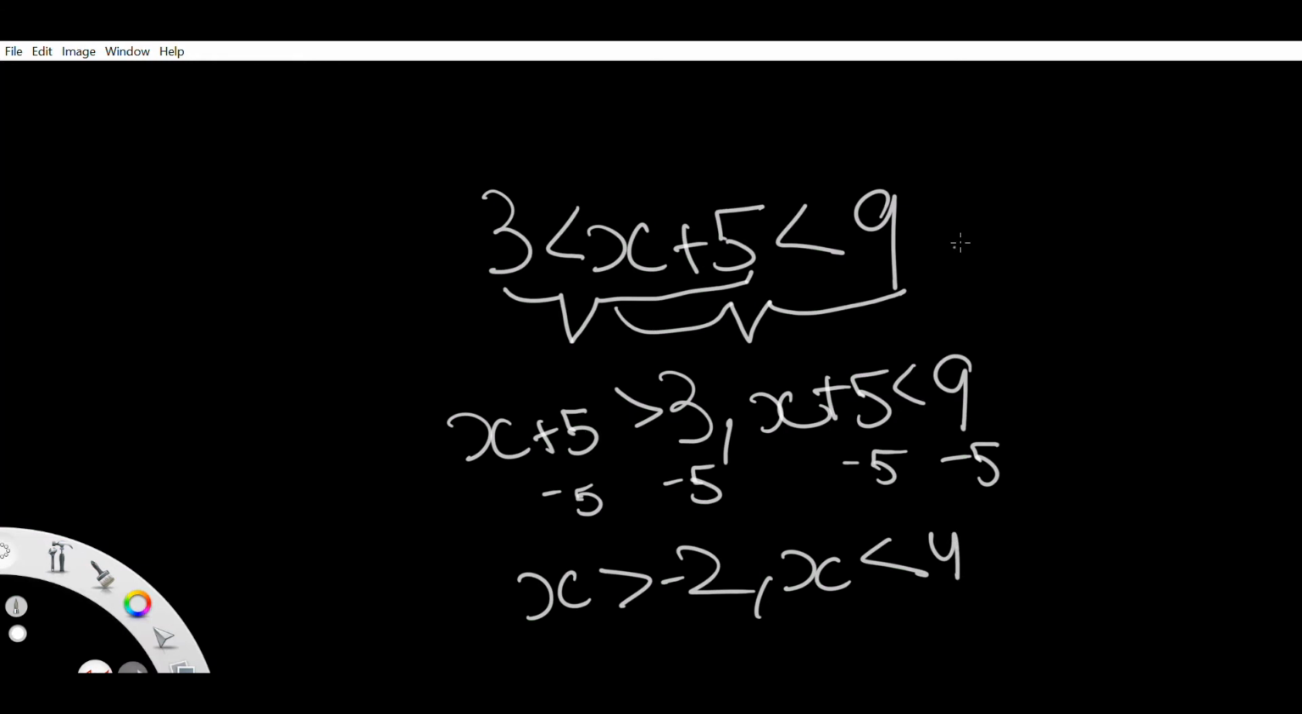And we're told to graph, we would write -2 over here, 4 over here, two open dots, and a line connecting the two.